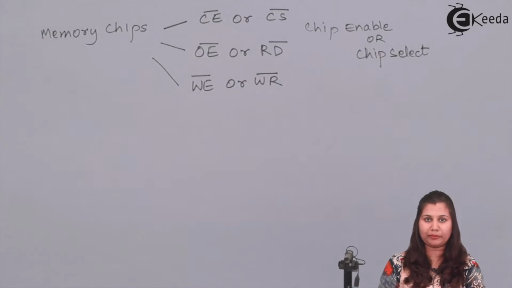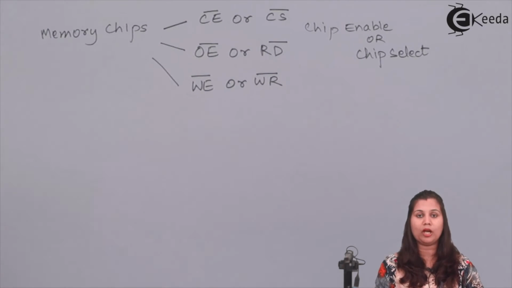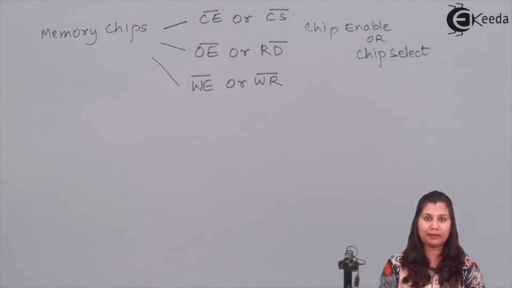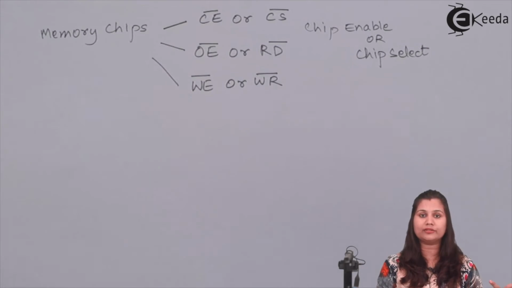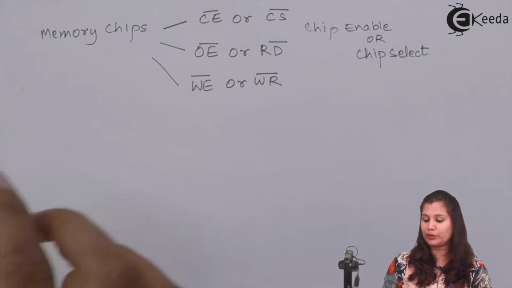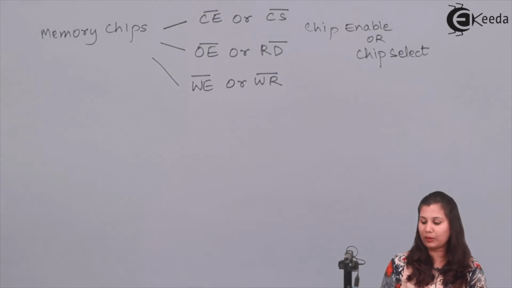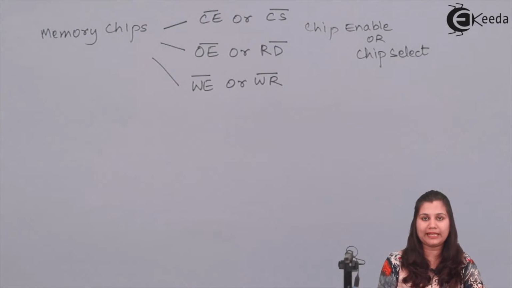So if we have several memory chips connected with the 8085, suppose 10 memory chips, and the microprocessor wants to communicate with the second memory chip, it will activate the chip enable or chip select signal of memory chip number 2. That chip will be activated and will communicate with the microprocessor. So this signal is used to select or enable the memory chip. That is why it is known as the chip enable or chip select signal.